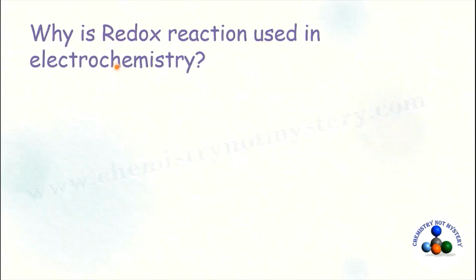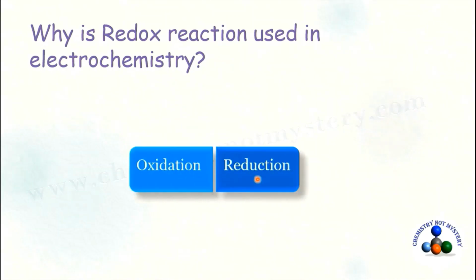But why is a redox reaction only used for electrochemistry? In redox reaction, oxidation and reduction take place simultaneously. Oxidation is the loss of electrons and reduction is the gain of electrons. So there is flow of electrons between oxidation and reduction reaction that can be used to generate electricity.